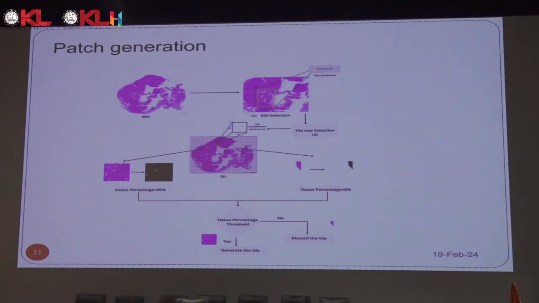generating non-intersecting patches. In generating patches, we have to ensure that these artifacts, the empty spaces, are not included. If we include those, they will skew the data sets. So as part of the tile generation itself, we ensure that the empty spaces are removed and the tiles are generated.